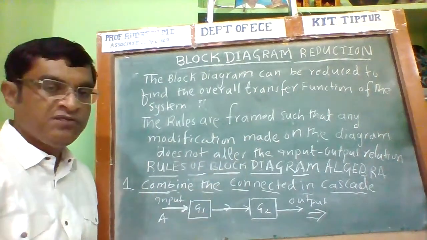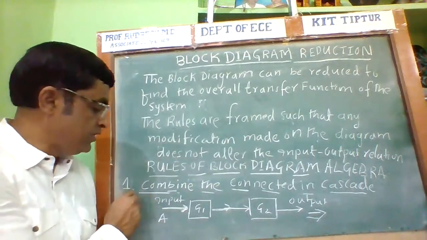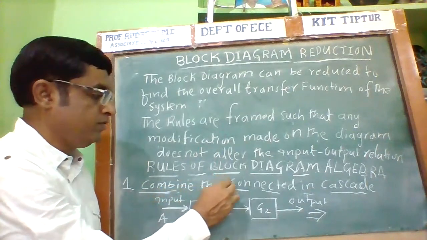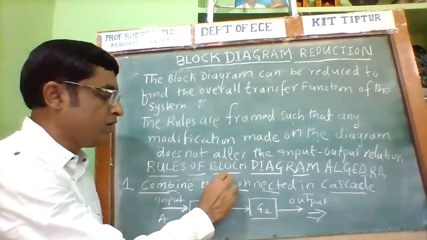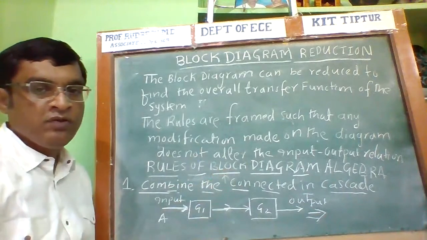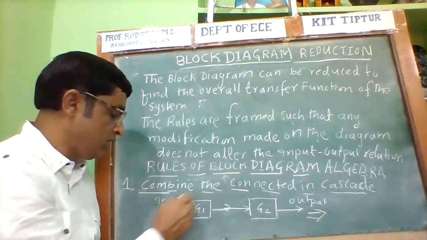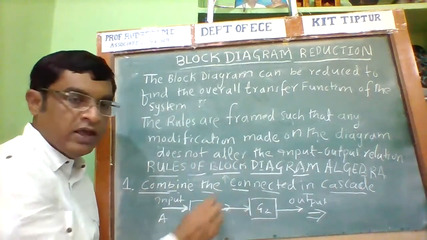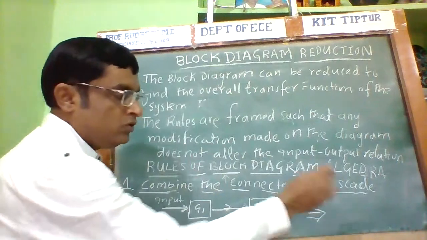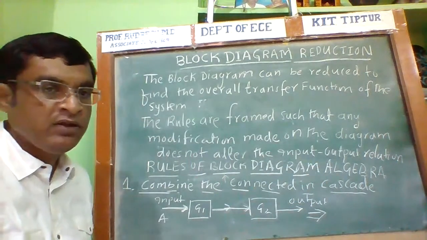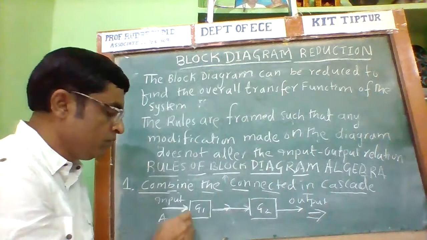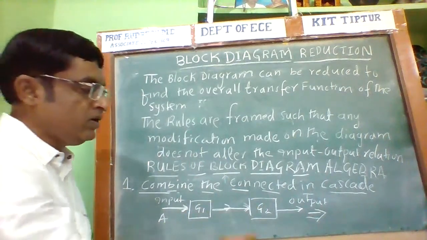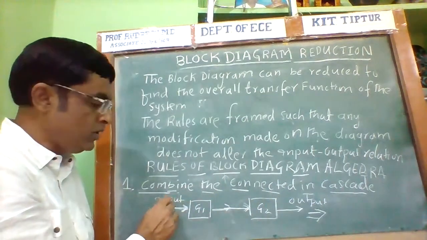Now, the first rule of block diagram algebra is to combine the blocks which are connected in series. These are the blocks: combine G1 and G2. These are connected in cascade or series. Now, how should I represent this in a single block? Suppose G1 and G2 are connected in series or cascade, then what is the output here? This is the input of the block G1.